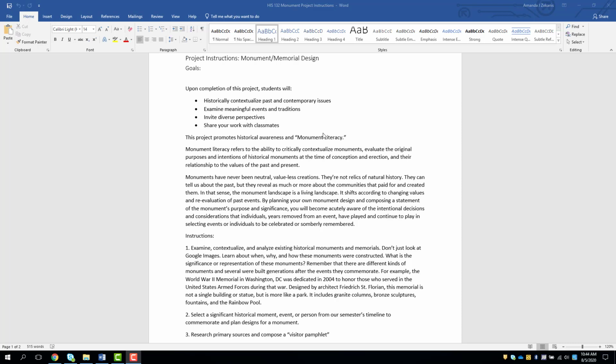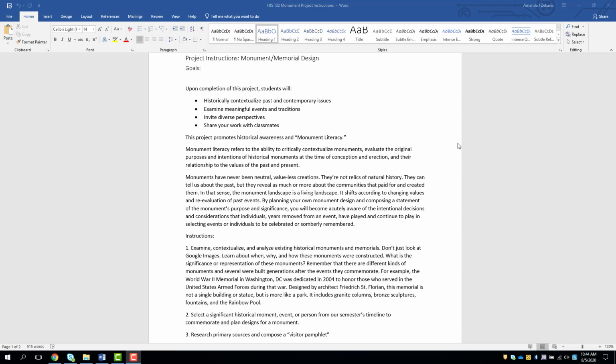So let's go over these instructions, and then of course after you've watched this video and read over the instructions, please feel free to contact me if you have any questions, because this is one of two project options for this semester. This is your monument/memorial design project option.